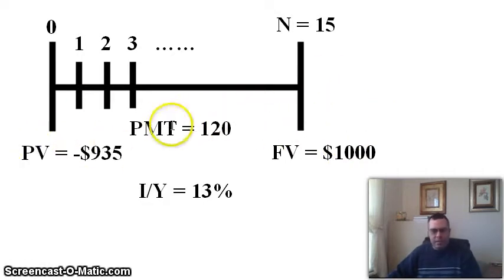So if I plugged in these four and solved, it would come up with N is 15. If I plugged in these four and solved, it would come up with present value is negative 935, and so forth. Pick four, solve for the fifth, and it'll come up with the other one.